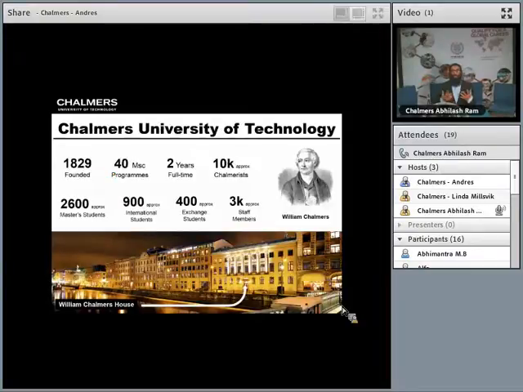The next slide is about Chalmers University of Technology. If you don't already know it, it was started by William Chalmers in 1829. In the almost 200 years that the university has existed, we have about 40 master's programs. They are all taught in English and all run full-time for 2 years. So you will be full-time master's students at Chalmers, which means you will be called Chalmerists, and you will become one of those 10,000 Chalmerists that are on campus today.